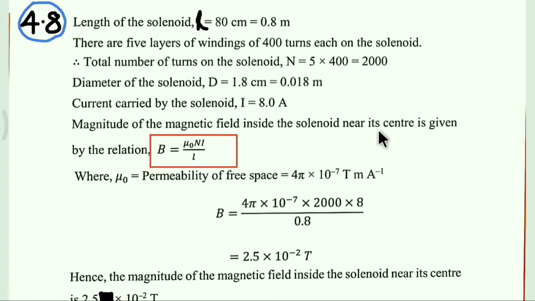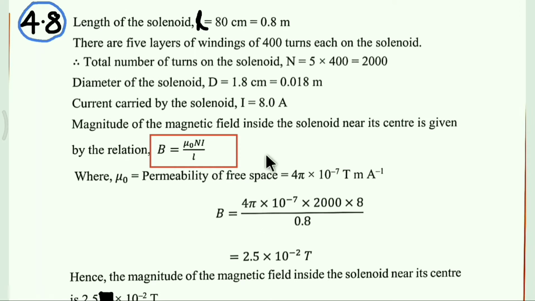Magnitude of the magnetic field inside the solenoid near its center is given by the relation. It is a renowned relation for the case of a solenoid, that is B is equal to mu0 N I by L. And you know the value of mu0, that is the permeability of the free space, 4 pi into 10 to the minus 7 Tesla meter ampere to the power minus 1.